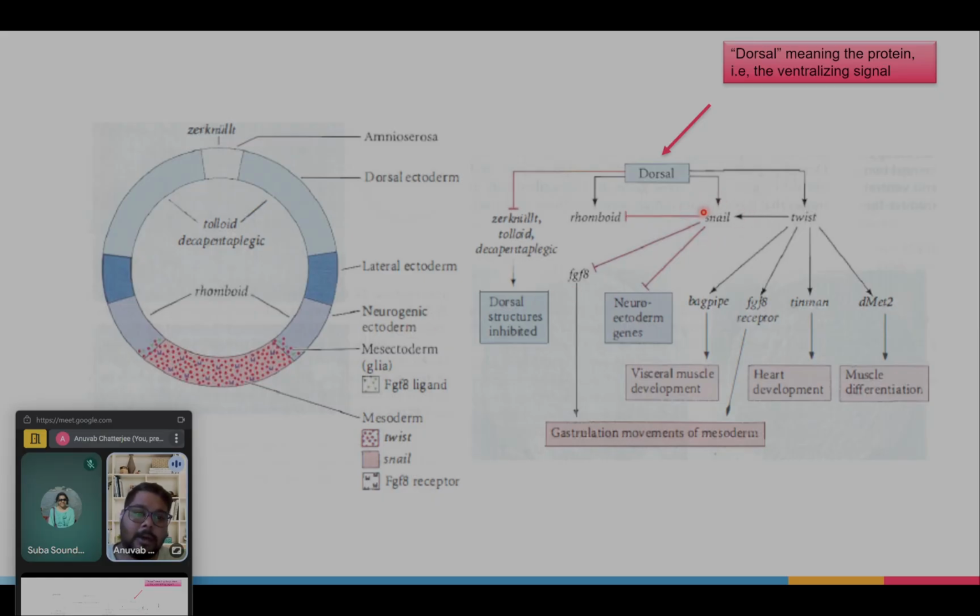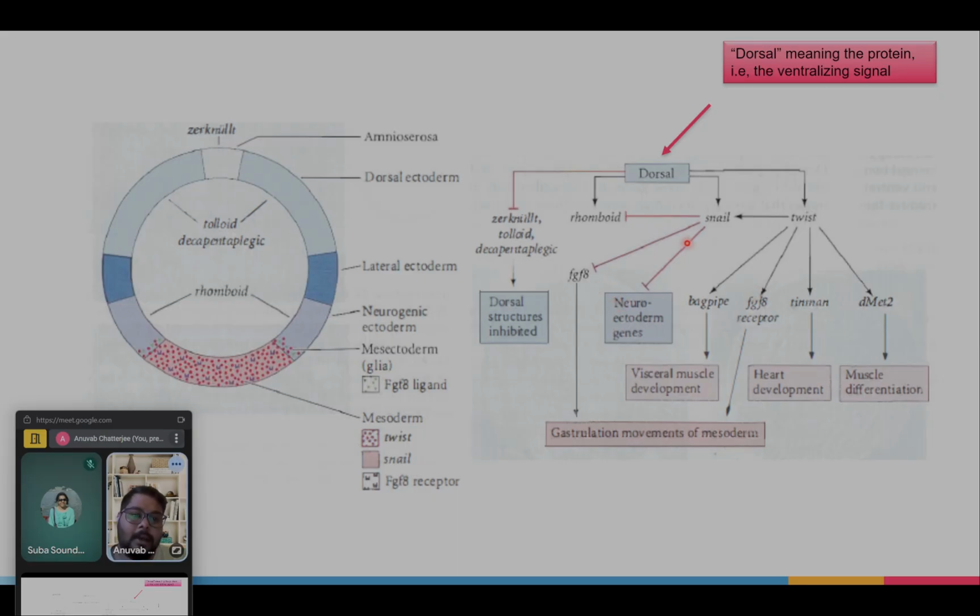And snail also inhibits FGF8 ligands, so there is no FGF signaling going on in this mesoderm, whereas twist activates the FGF8 receptor. So there are receptors all over this place, and once you go further down this channel, you have FGF protein forming, which in turn gives rise to mesoectoderm. So this is too complicated. The chart is much easier to see.